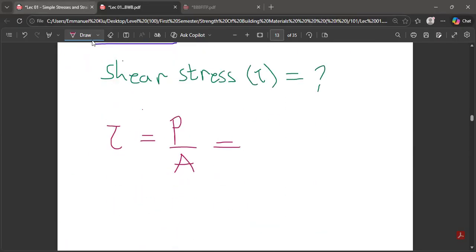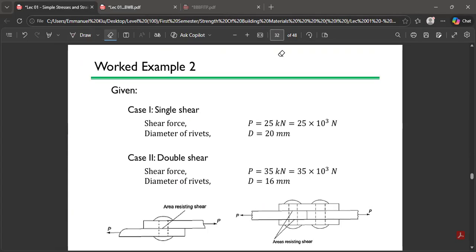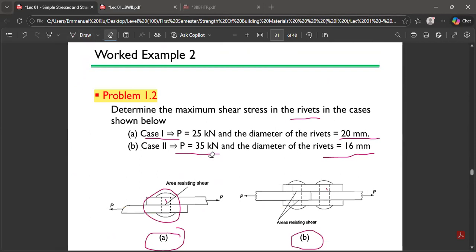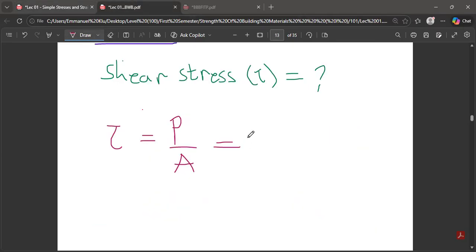Okay, good. But the P was given to us as what was the value for the P? Let's quickly go back to the question. The P was 35 kilonewton, and the diameter is 16. So this is 35 kilonewton. So 35 times 10 exponent 3 Newton, all over the area, which is unknown in this case.